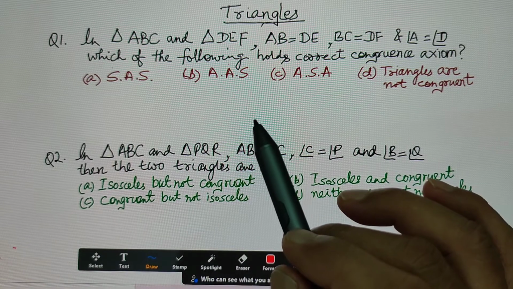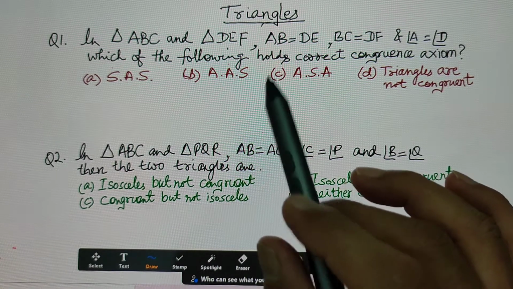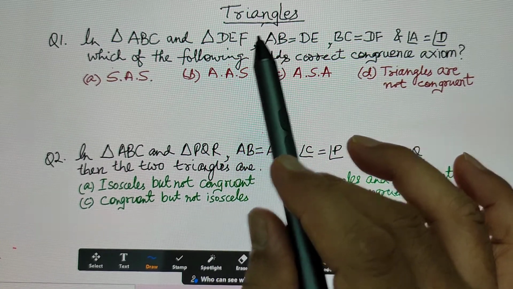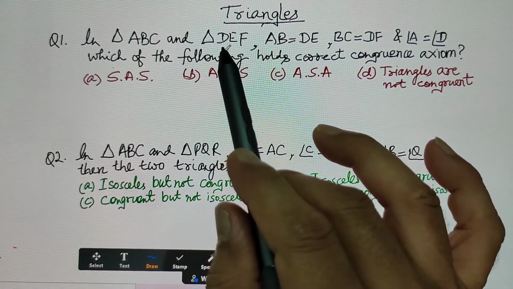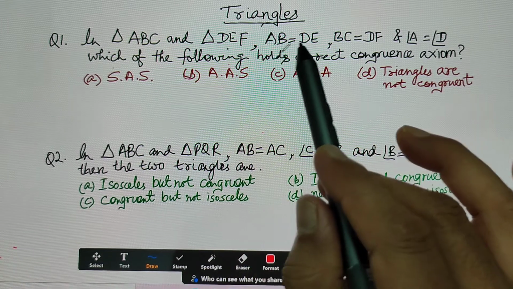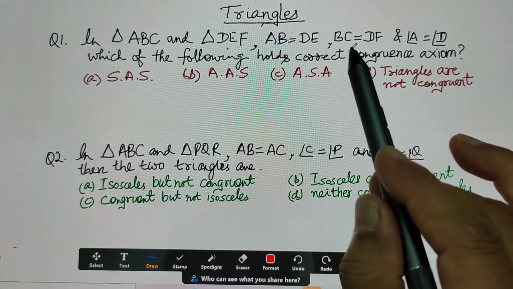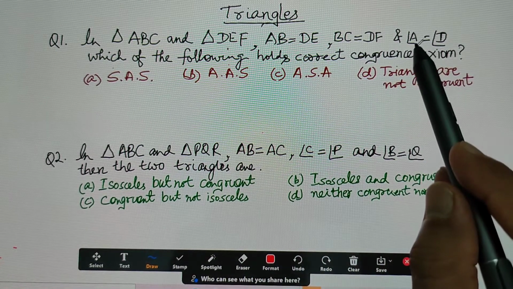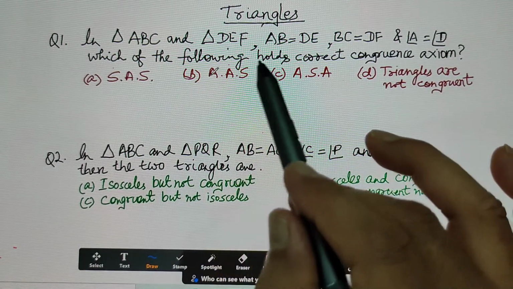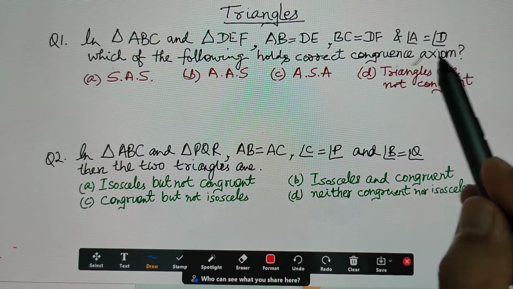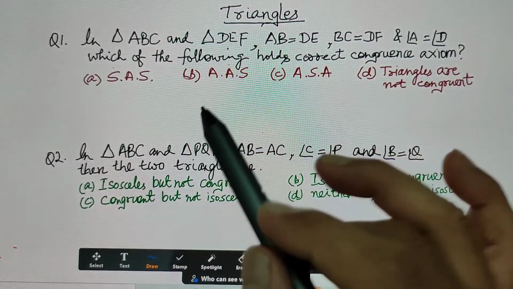Everyone, welcome back again. Today we'll be solving questions based on triangles. The first question is, in triangle ABC and triangle DEF, where we have AB which is equal to DE, BC which is equal to DF, and angle A which is equal to angle D. Now which of the following holds the correct congruence axiom for these two triangles?